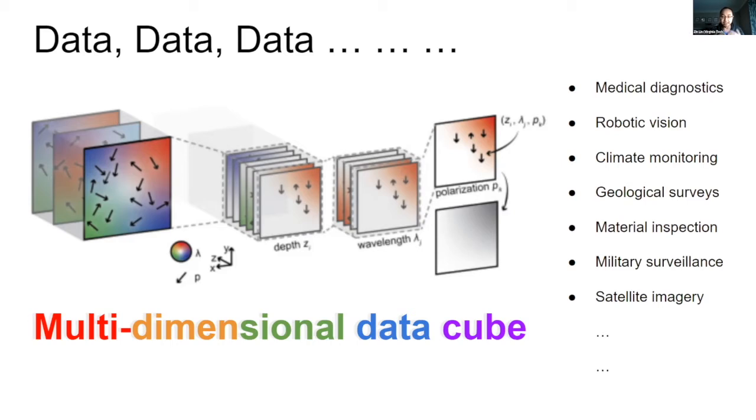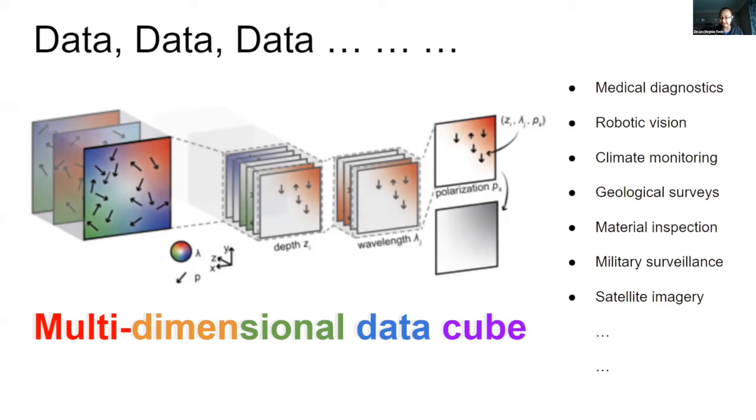So if you think about it, a full electromagnetic image of the world is not just a 2D image, right? It has depth information, but also wavelength information at each spatial point, and on top of that, it can also have the polarization information. So what we really care about, comprehensively, is a multidimensional data cube that we want to acquire, electromagnetically.